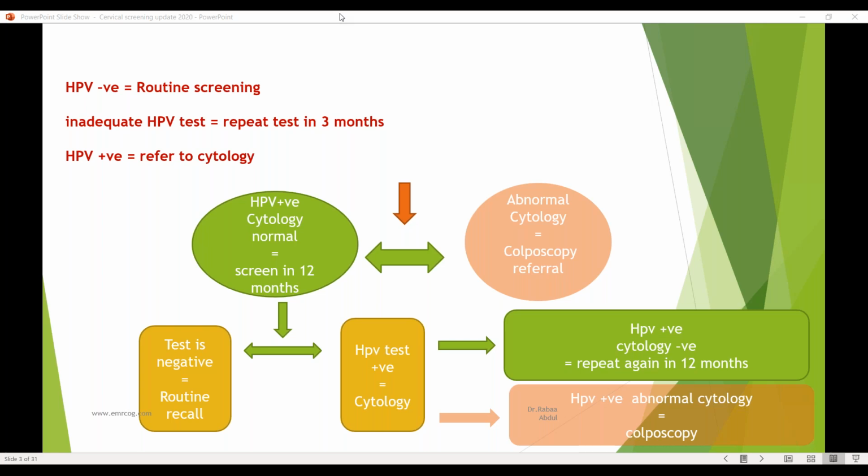So I would say, first, an HPV negative patient is sent to routine recall, either the 3 years or the 5 years. If the patient had an inadequate HPV test, what shall you do? You will ask her to repeat the test in 3 months. So if you find an inadequate HPV test, your answer will be repeat the test in 3 months. If HPV is found to be positive, this will result in reflex cytology, meaning the patient should have a cytology screening after the HPV positive testing.